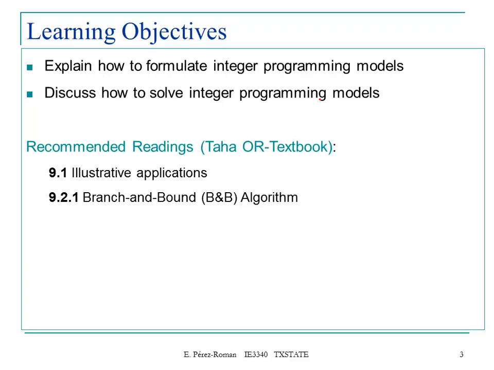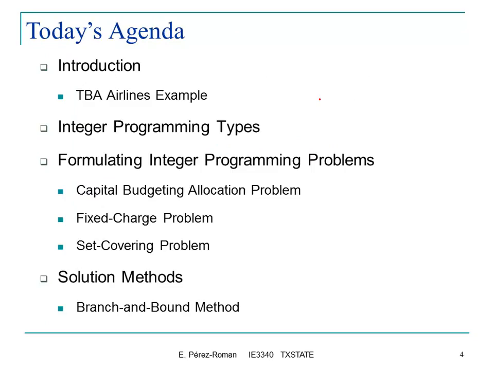It's very short sections. Illustrate the applications for integer programming and the branch and bound method or algorithm, which is the solution method that we're going to discuss in class for solving integer programming models. So the agenda, I'm going to provide an introduction with an example. Then I'm going to explain three major types for integer programming models. Then also I'm going to discuss some examples that are related to the integer programming types. And finally, we're going to go over the solution methods. So the solution method is material for next time.